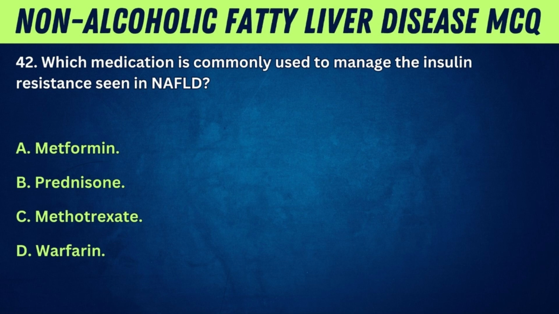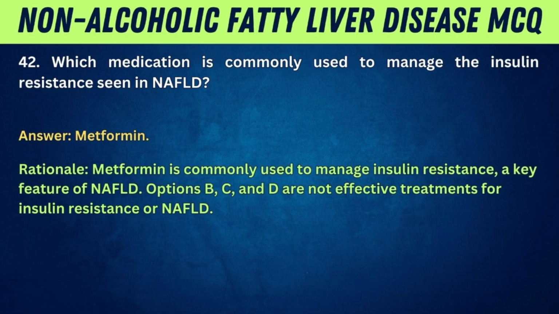42. Which medication is commonly used to manage the insulin resistance seen in NAFLD? A. Metformin. B. Prednisone. C. Methotrexate. D. Warfarin. Answer: metformin. Rationale: metformin is commonly used to manage insulin resistance, a key feature of NAFLD. Options B, C, and D are not effective treatments for insulin resistance or NAFLD.